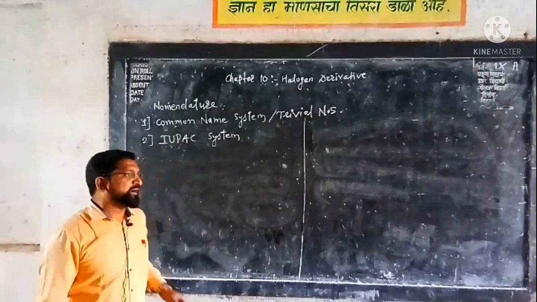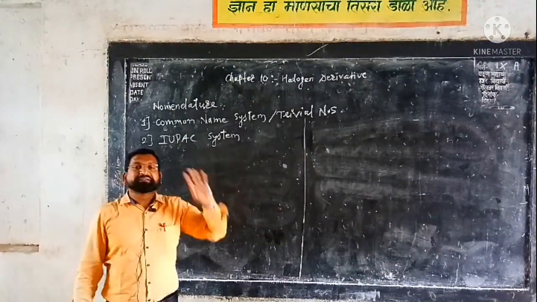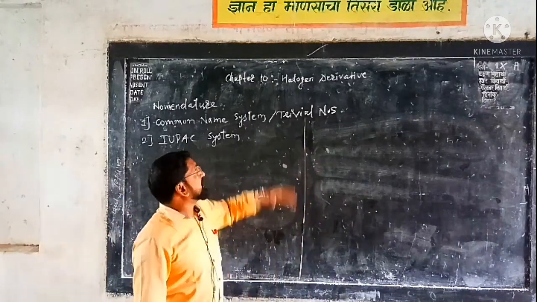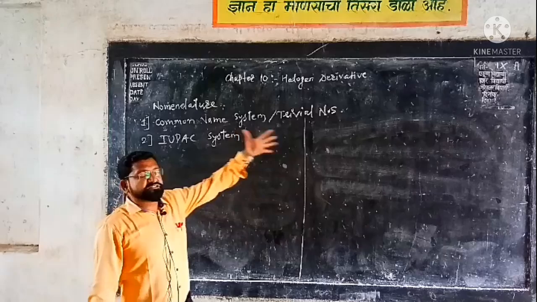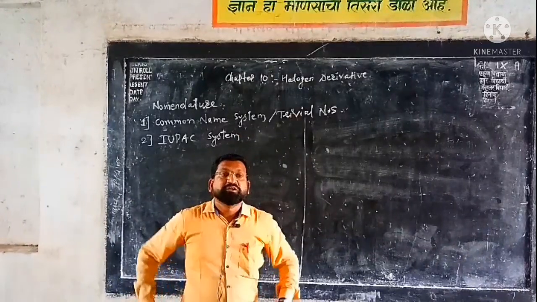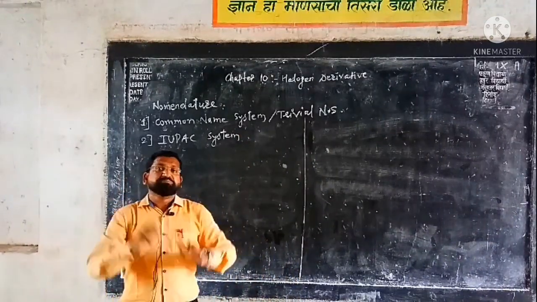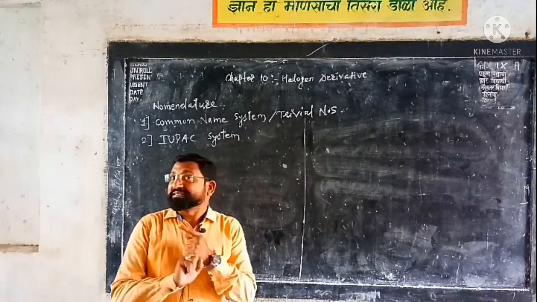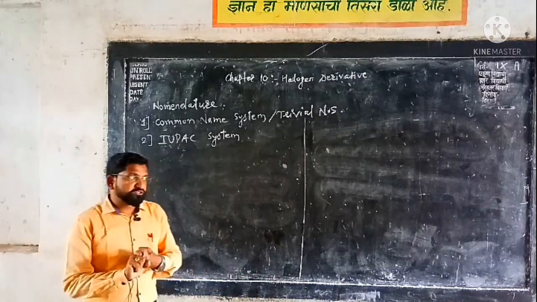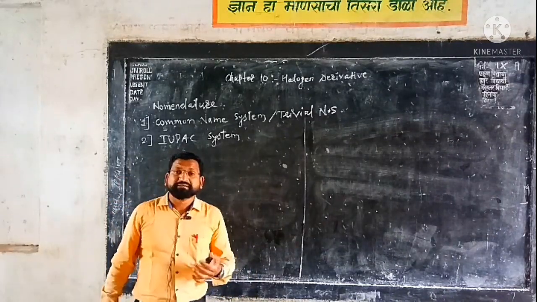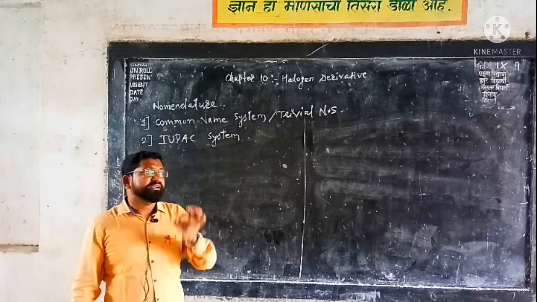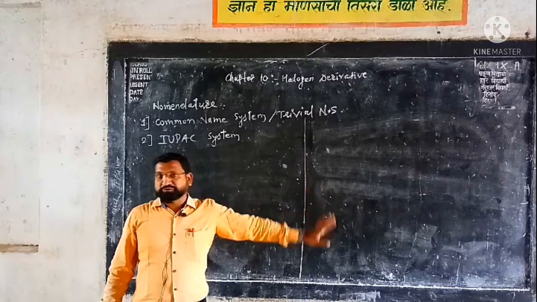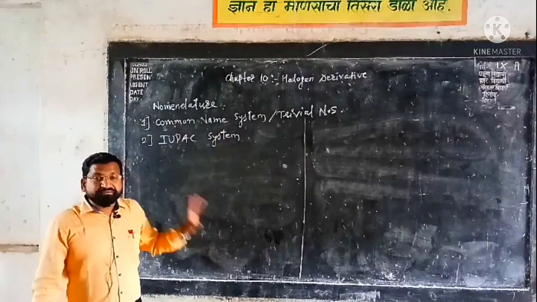Today in this part we will discuss nomenclature. In the last lecture we saw the introduction of halogen derivative compounds, and after that the classification of halogen derivatives. After that, nomenclature is very important. Why am I focusing on nomenclature? Because nomenclature decides your skill in organic chemistry. If you are poor in nomenclature, then you will find a lot of difficulties while solving organic chemistry questions. Therefore nomenclature is very important.